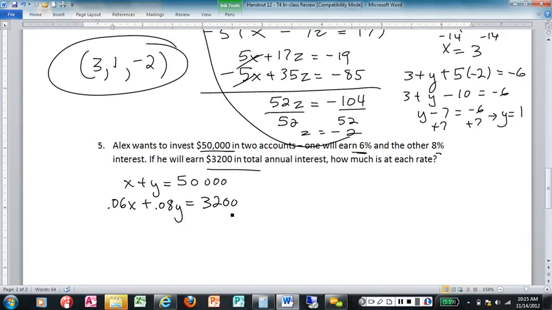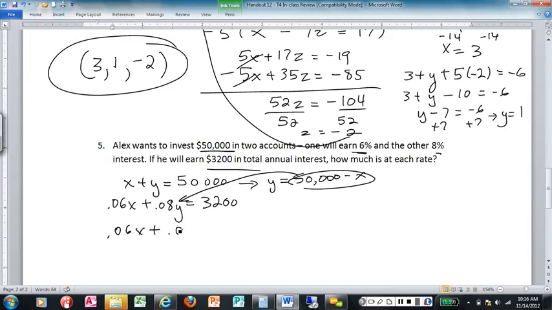Okay? So here, if we do a little adjustment, subtract x, we've got y equals 50,000 minus x. I believe that's the way we did them, so you can do them in elimination as well if you want to. But if we use substitution, I'll just plug this in for y right there. So we have 0.06x plus 0.08 times 50,000 minus x. That equals 3,200. So that'll be 0.06x plus 0.08 times 50,000 is 4,000 minus 0.08x equals 3,200.